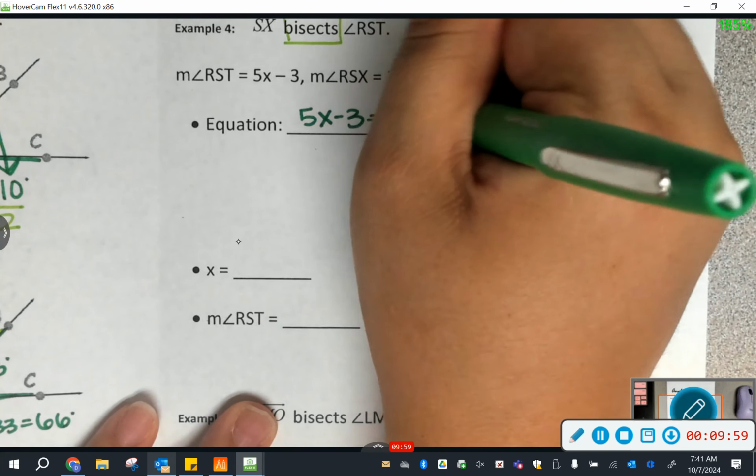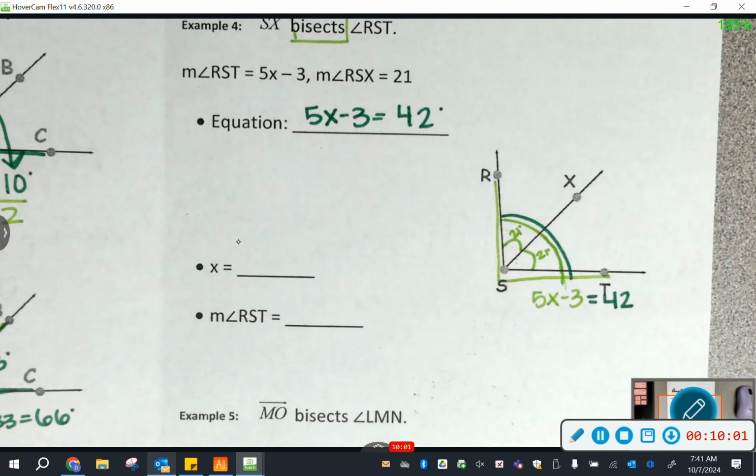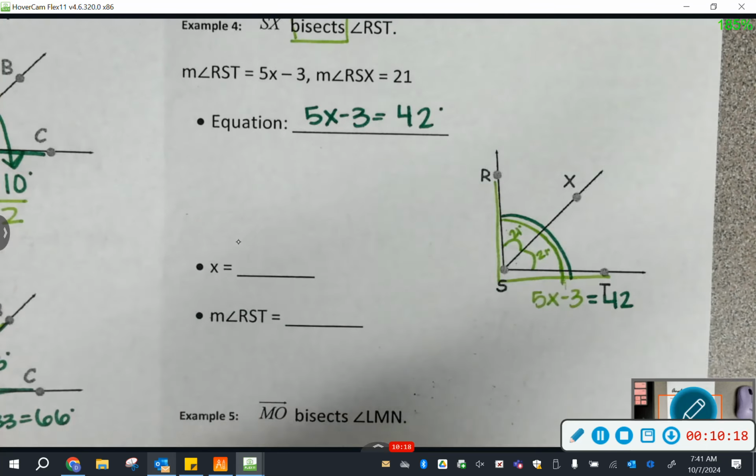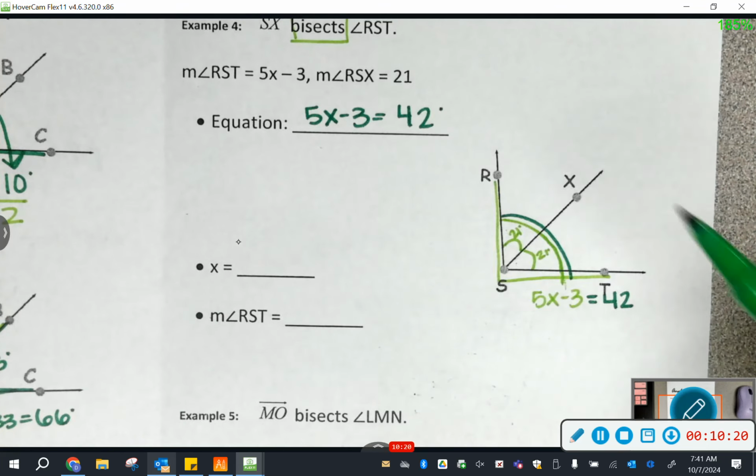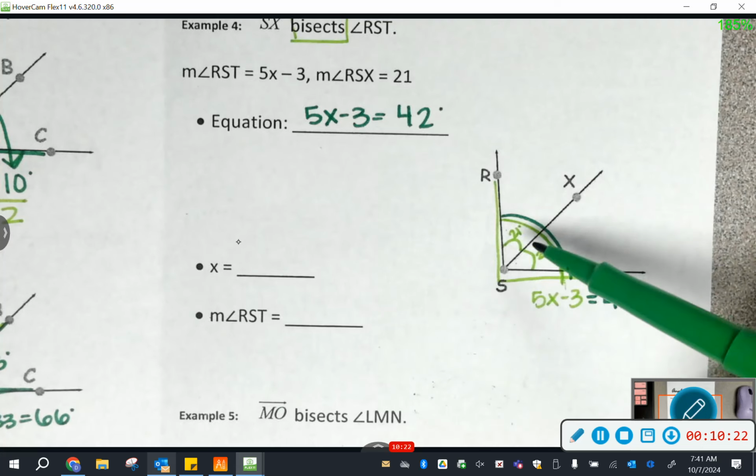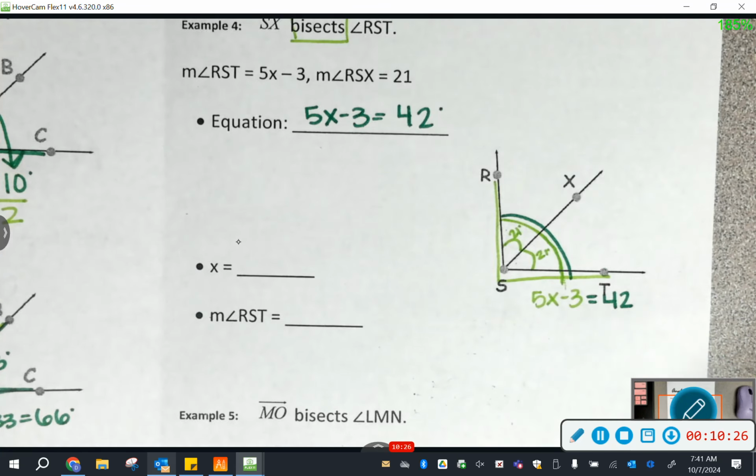Do you see how if you did not read carefully, you might have written 5x minus 3 equals 21? Be careful when you are reading the letters. That is why I make it such a big point to draw on the pictures. Because if the whole thing is 5x minus 3, it cannot equal just 21. You have to add them together.